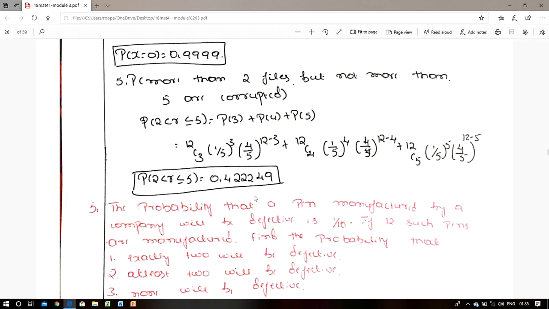Like that we have to solve the problem by using binomial distribution. Binomial distribution, again I think I told, a binomial distribution is a discrete probability distribution, and it states that P of x is equal to nCx p to the power of x into q to the power of n minus x.